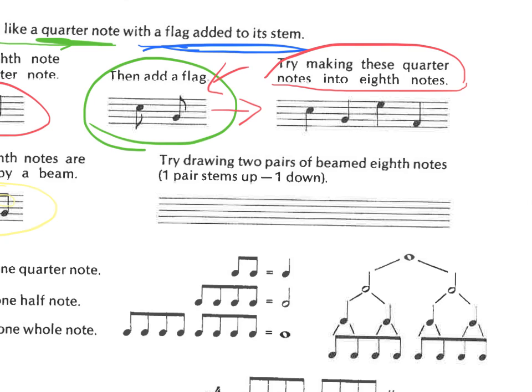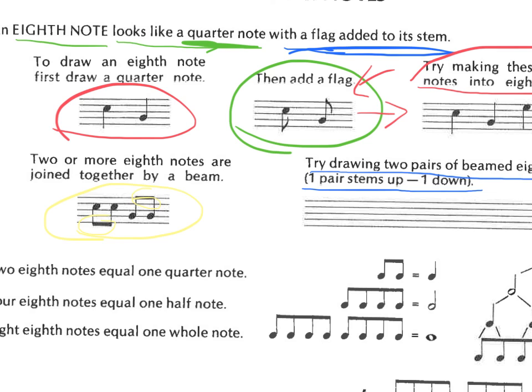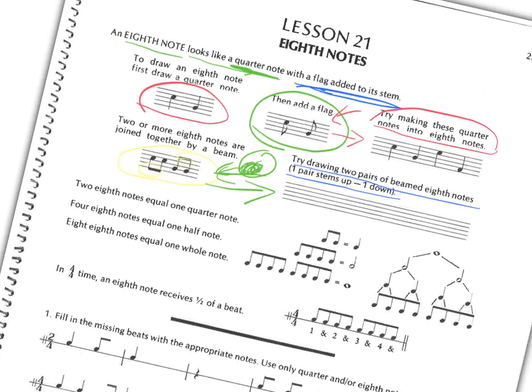What they want you to do here is try drawing two pairs of beamed eighth notes. One pair of stems go up, one pair of stems go down. So you're asking yourself, what do you mean one pair up or down? Well, all you got to do is just look over here. See, those are supposed to be like eyes. It's a big eye looking over there. You got to do that over here. That's it. Simple as pie. All right.